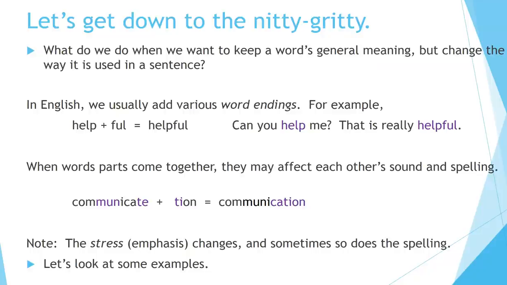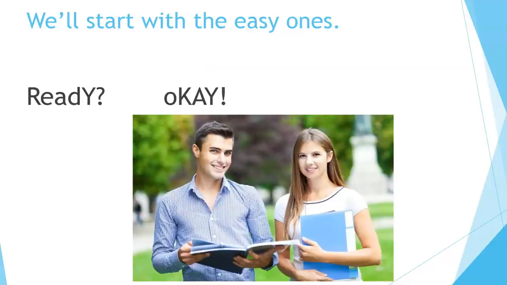When word parts come together, they may affect each other's sound and spelling. For example, communicate plus shun is communication. Note, the stress or emphasis changes, and sometimes so does the spelling, when we add a word ending. Let's look at some examples. We'll start with the easy ones. Ready? Okay.